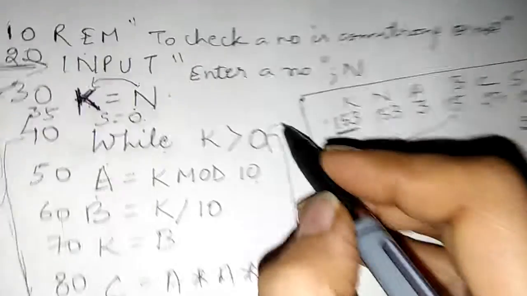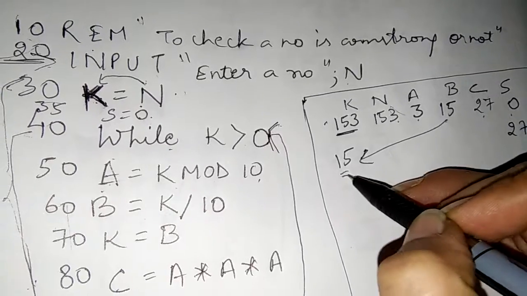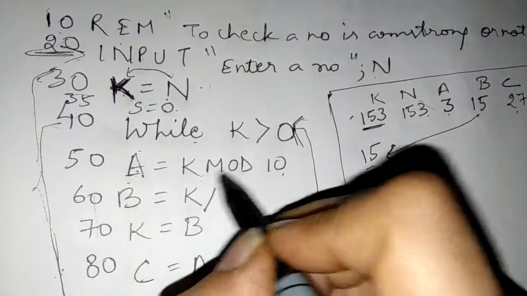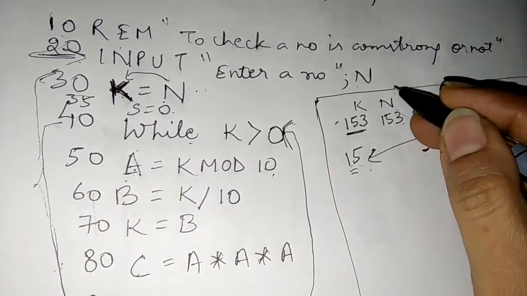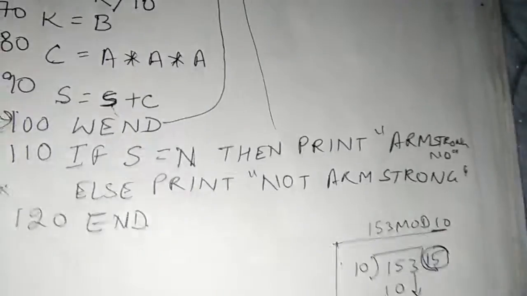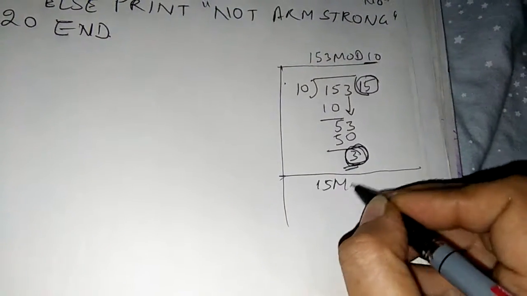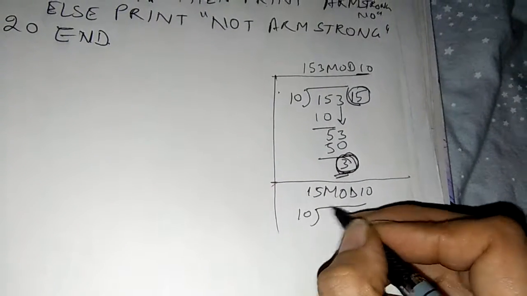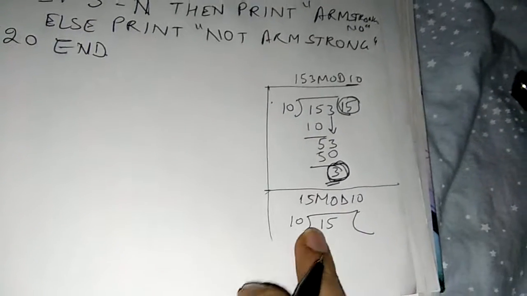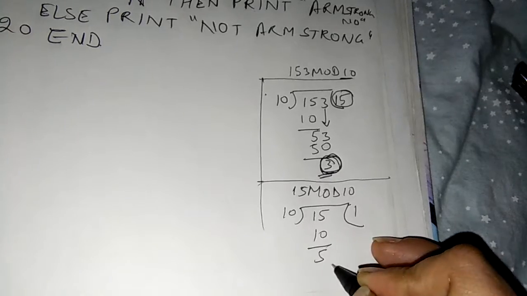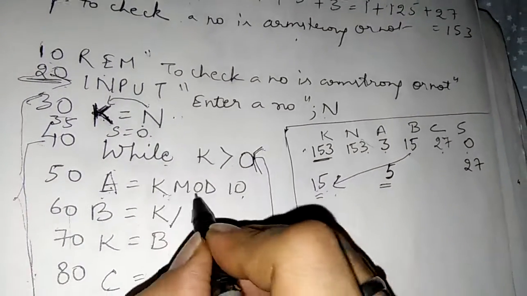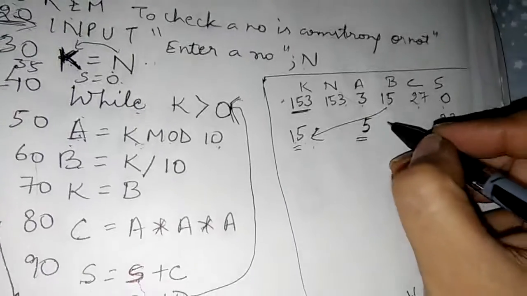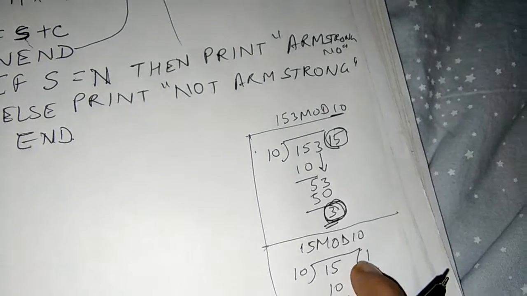Now when it again goes back to the condition, it will check k is greater than 0, true, the loop will continue. A will have k mod 10, now 15 mod 10 will be 5. We are not touching the value of n, that will remain 153. How is it done? See, 15 divided by 10: 10 ones are 10, remainder is 5. It is not divisible. This is the remainder. This is how we get 5 for 15 mod 10. Now b is 15 divided by 10, that is 1 because 1.5 is 1.